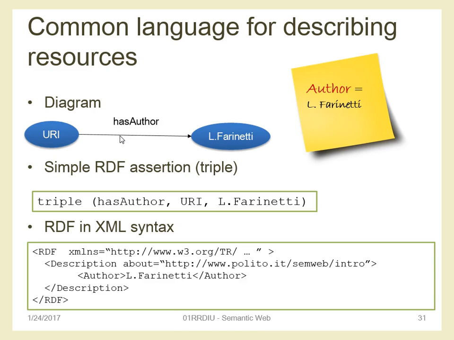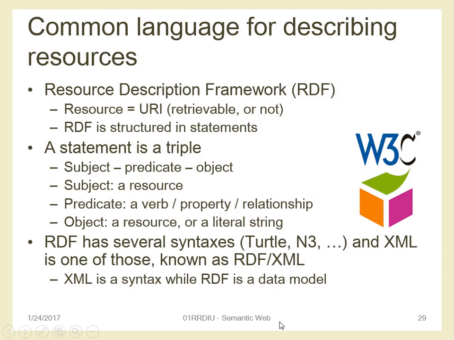But of course, the diagram is not machine readable, so we have to find a syntax to write a statement. RDF has several syntaxes: one is Turtle, one is N-Triples, and XML is one of them. If you use XML as the language, you call it RDF/XML. XML is not necessary for doing the semantic web, but it's one of the syntaxes for writing RDF statements. By the way, it is the one preferred by bibliometrics. So XML is a syntax, RDF is a data model.